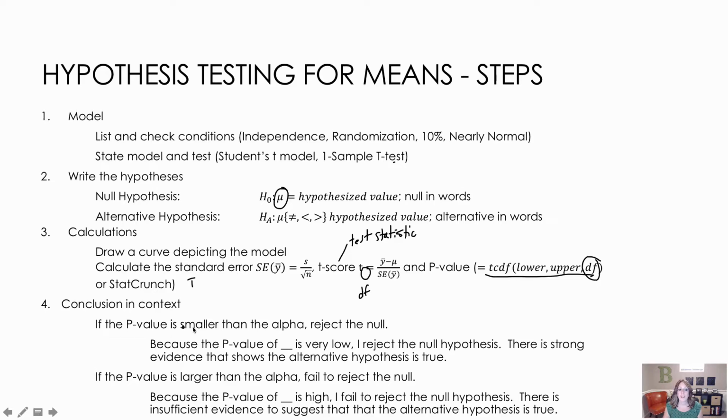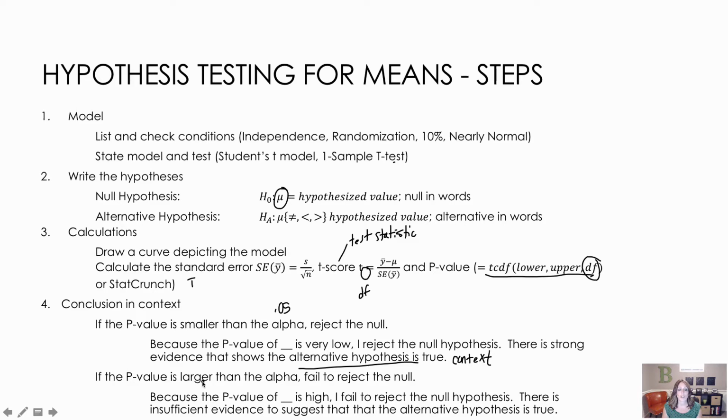So again, if the p-value is smaller than alpha, and unless they specify, we're probably using 0.05, but we'll get into more detail on that this week, because the p-value is low, or less than our alpha, I reject the null. So that means our p-value is very small and I'm surprised, so therefore there's strong evidence that the alternative hypothesis is true. And of course, this is going to be in context. So I'm never going to say the alternative hypothesis is true. I'm going to say there's evidence that shows that, and then write what that alternative was in context.